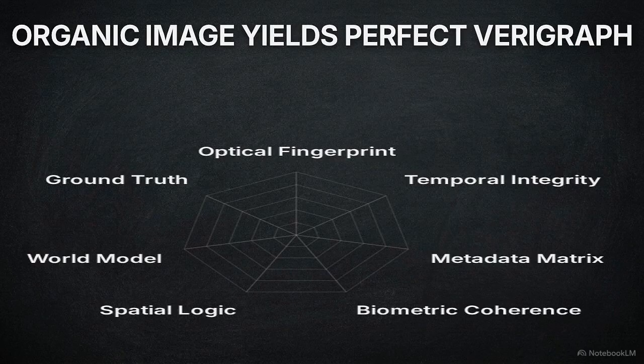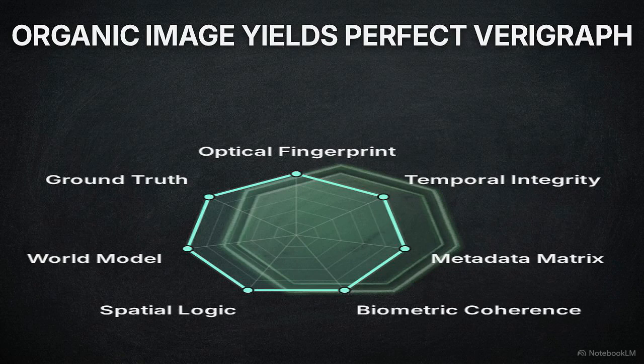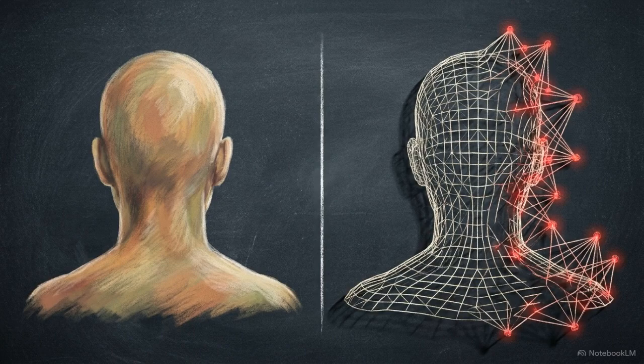For an organic image, the protocol produces a perfectly symmetrical green heptagon called the VeriGraph, yielding a veracity quotient score of 9.7. Each axis represents a physical law. To remain robust, factors like the optical fingerprint, temporal integrity, and metadata matrix must validate simultaneously. Even when a deepfake looks flawless to a human viewer, its underlying physics are mathematically broken.